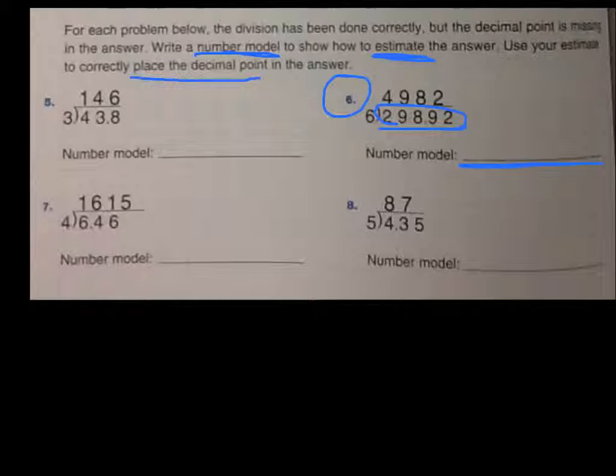We could do 298 is about 300, and it's still divided by 6. We could do that one easily, equals 50. So we know our answer should be about 50. So where then up above should I place the decimal point? Good. Right after the 9 and before the 8, because we know that 49 is about 50. So our answer would be 49 and 82/100ths.